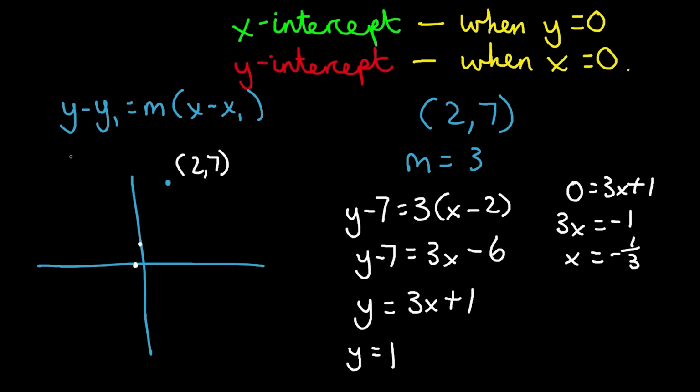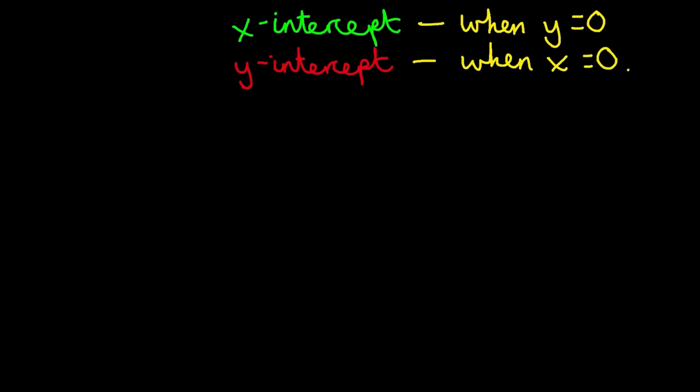So now we have 3 points. Our line is a bit like this. I've missed all 3 points. There you go. That's about our line. Okay. Now let's talk about parallel and perpendicular lines.